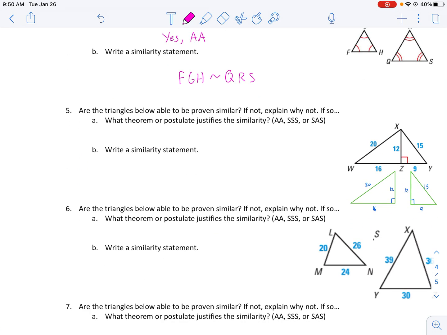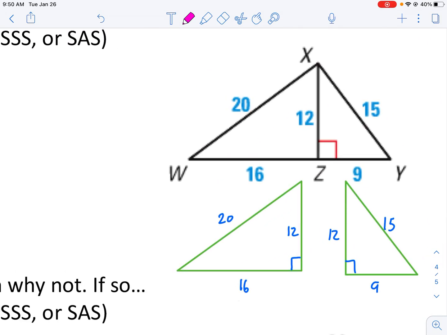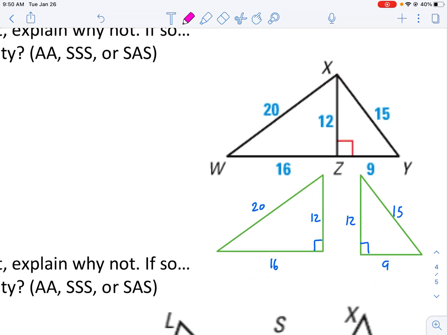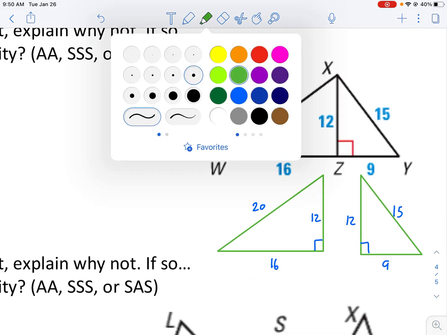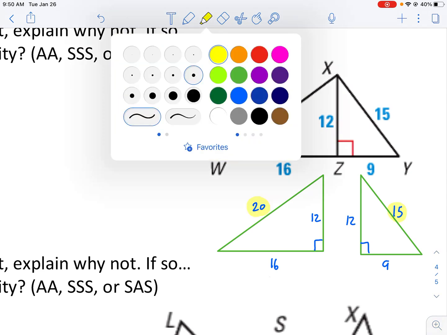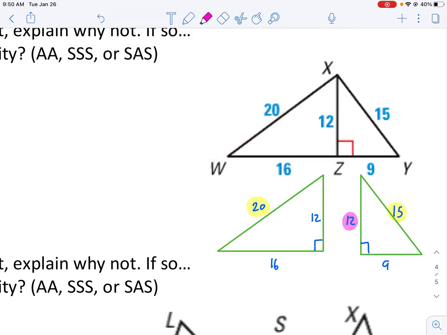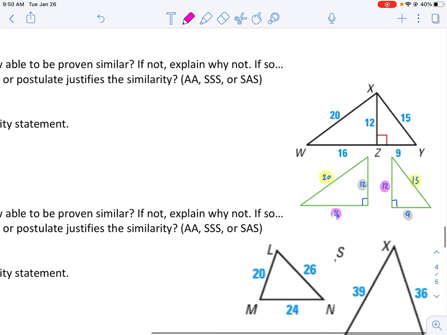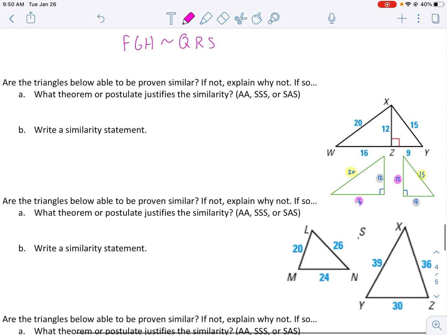Number 5, are the triangles similar? So same question every time. I've already redrawn these triangles and kind of separated them for you. And this is one where you want to take the biggest length with the biggest length. So the biggest length here needs to correspond to the biggest length here. The second biggest length, which on this triangle is 12, has to correspond to 16, the second biggest length there. And then the smallest has to correspond to the smallest.